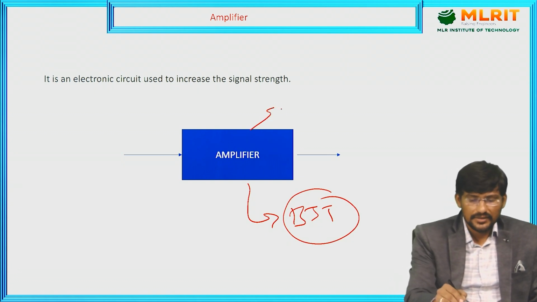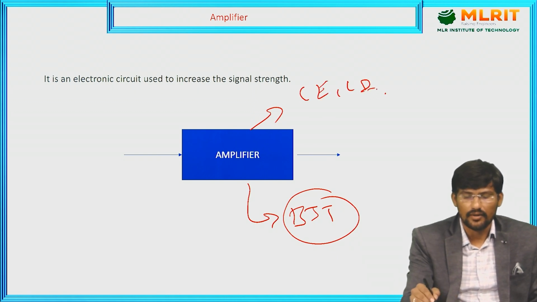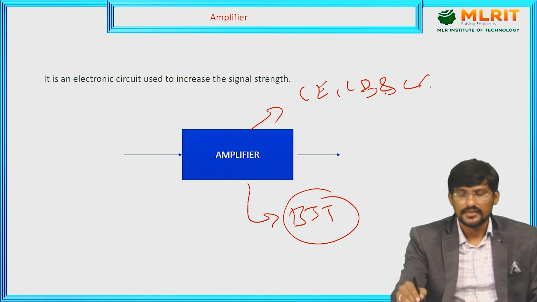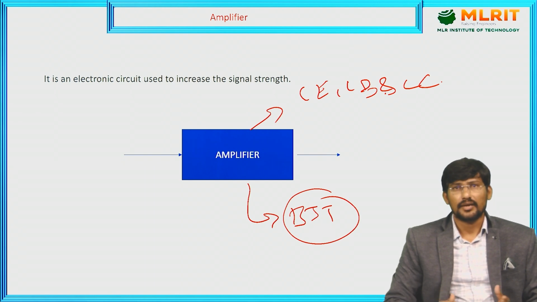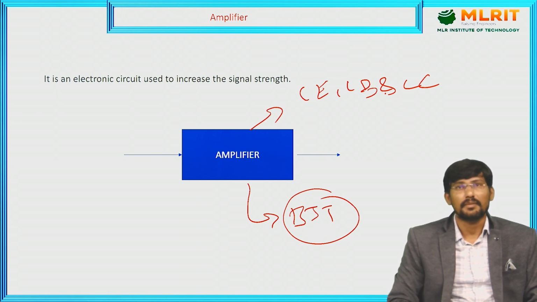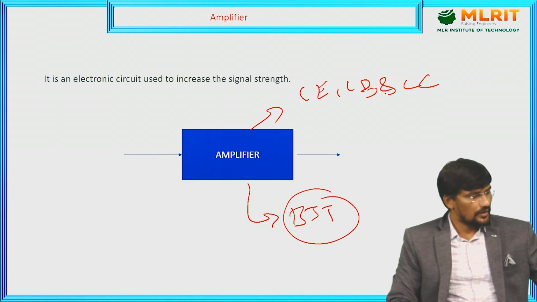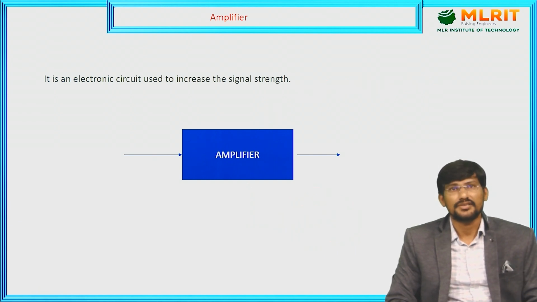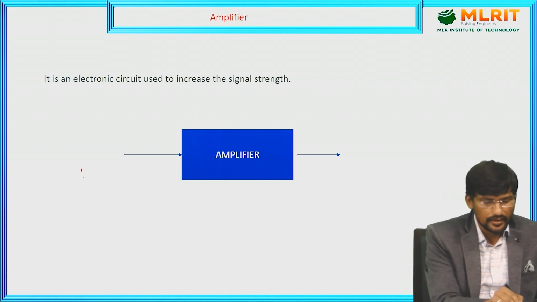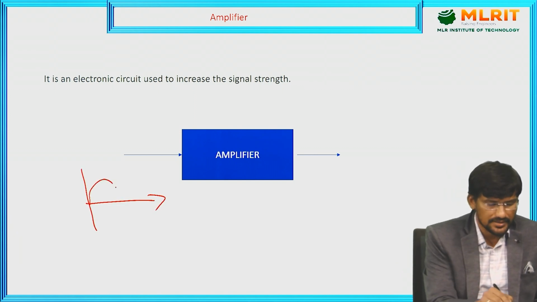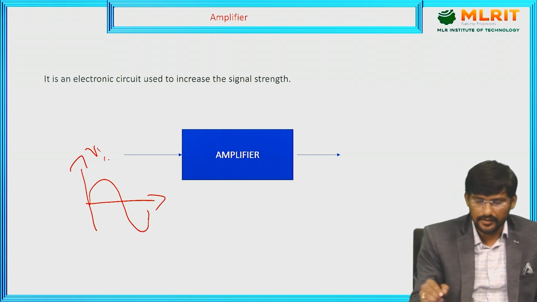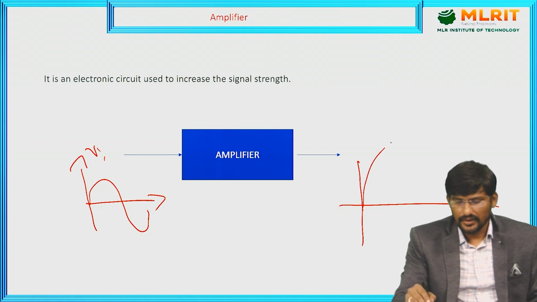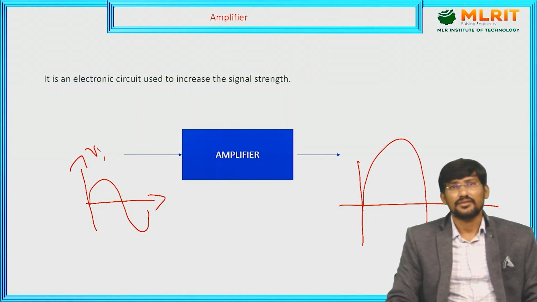So as we discussed earlier, we have CE, CB, CC configurations. Okay, they are called single stage, and if you connect multiple stages, one stage connected to another is called a multi-stage amplifier. So that we will discuss in the first unit. We will discuss single stage and multi-stage amplifiers. Okay, if you give an input to this, let us take a sinusoidal input applied here. Now it will increase the signal strength. What is the advantage of increasing the signal strength?